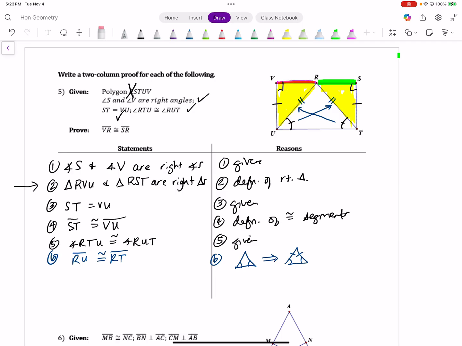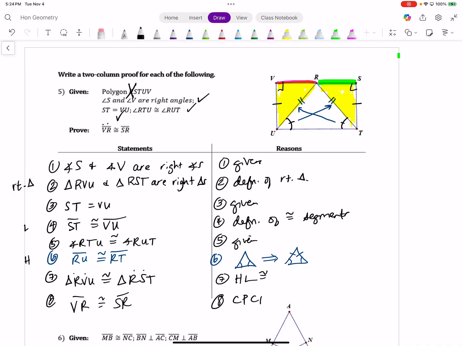Okay, so let's see if I've got what I need. I've said they're right triangles, because if I'm going to say hypotenuse leg, I've got to have that. Have I shown RU and RT? RU and RT, right there. There's my hypotenuse. The leg is the VU and the ST. There's my leg. So now I can say that triangle RVU is congruent to triangle RST because of hypotenuse leg congruency, which means VR is congruent to SR. Is that the way they said it? It is, good. So corresponding parts of congruent triangles are congruent.